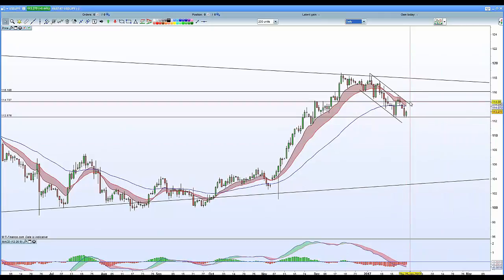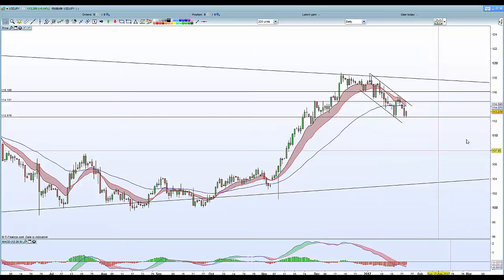But if it breaks this 114 convincingly, it might be a continuation of the bullish flag pattern, and we might touch the resistance near the 117, 118 level again. Just take note, of course, if it breaks 112.50, then we have to look at 112 and things like that. But right now, it seems to be a double bottom. That's the key thing to look at on dollar yen.